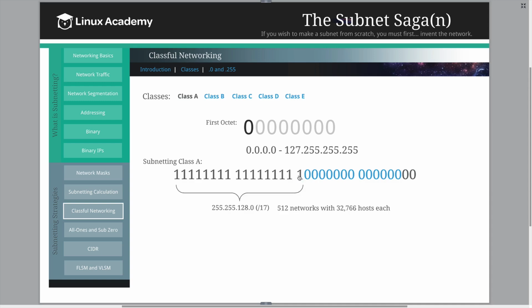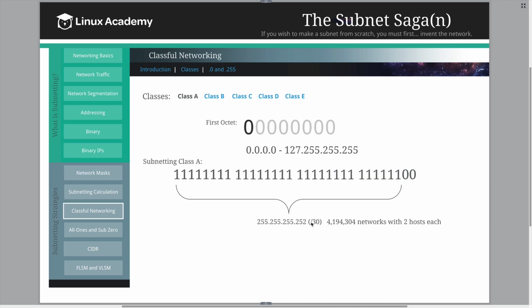And so we can jump all the way here to a /17. We have 512 networks with a little more than 32,000 hosts each. And we can take this all the way to a /30, where we have over 4 million networks with 2 hosts each. So all that is to say, Class A is a lot of space.